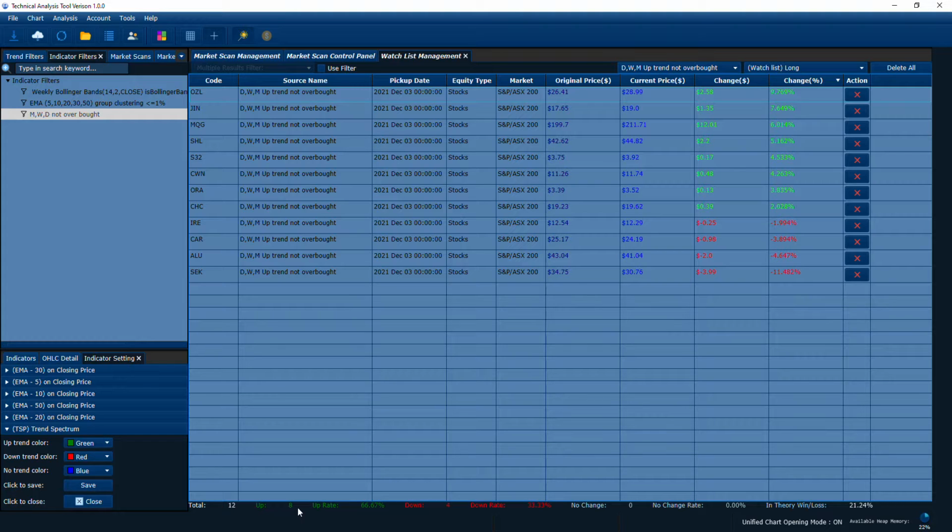There are 8 stocks moving up, so the up rate is 66%. Down, we have 4 stocks moving lower. That's roughly 33%. But by percentage, we are up 21%. So that's quite a profit.